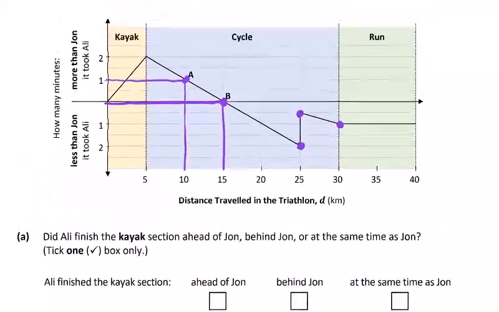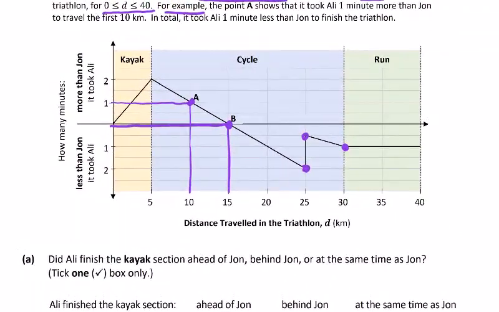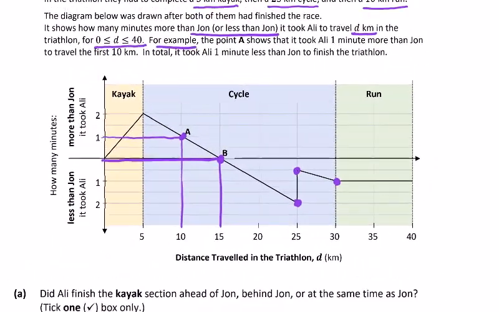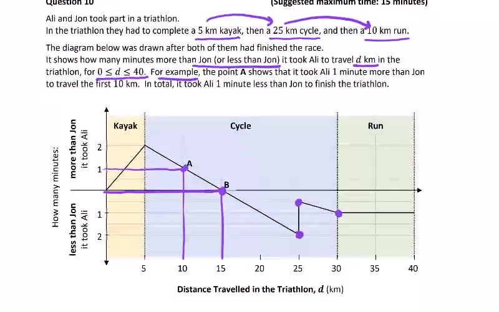So, did Ali finish the kayak section ahead of John, behind John, or at the same time as John? And we've got a couple of boxes here. So Ali, you want to double check the question. The diagram shows how many minutes more than John, and you can see here, it took her more. It took her 2 minutes more to do the kayak than John.